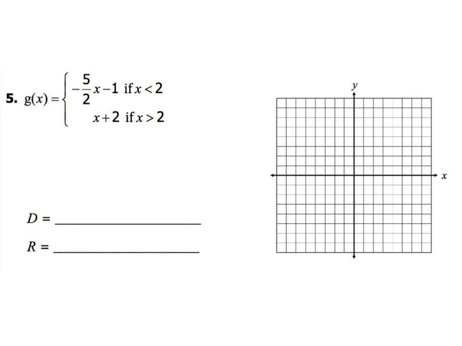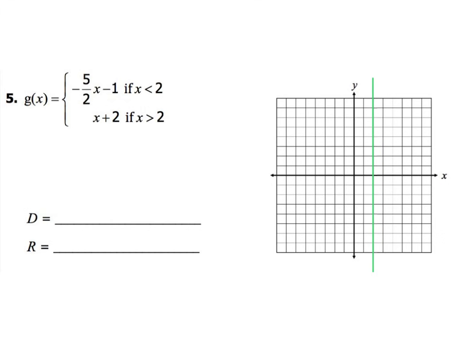All right, so number 5. Let's do number 5 together. So first thing we want to do is look at our piecewise function. All right, we know it's going to be this function if x is less than 2, and this function if x is greater than 2. So therefore, we know that our piecewise function is going to change at x equals 2. So at this line right here, that is when our piecewise function will change.